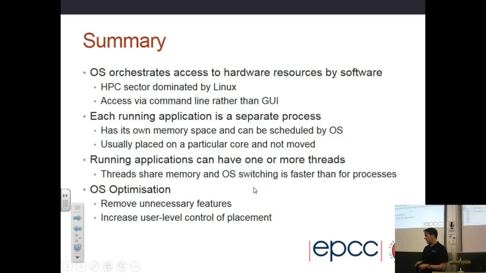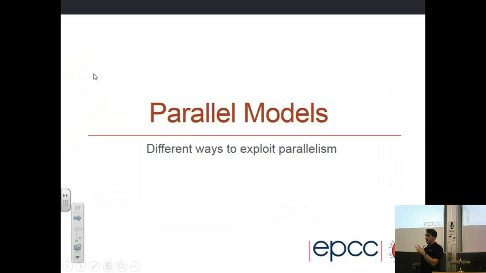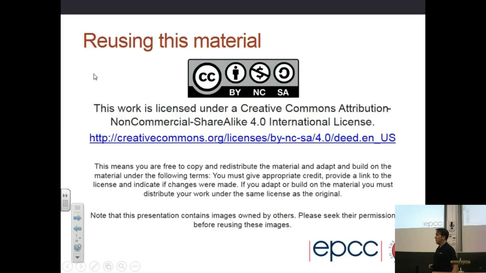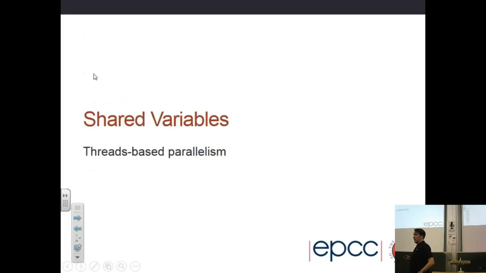So that was a bit of a run-through, because I think the second talk is more conceptual, and so hopefully it'll illustrate things. So now I'm going to say, how do we use processes and threads in parallel programs? This is the nub of parallel programming. So, shared variables parallelism, which is based on threads and the shared memory architecture, message passing parallelism, which is based on processes and distributed memory architecture, and a bit about the practicalities.